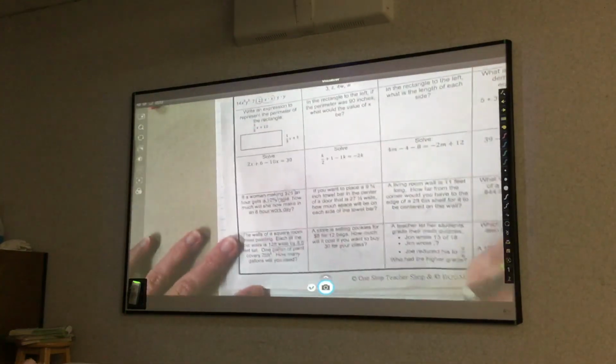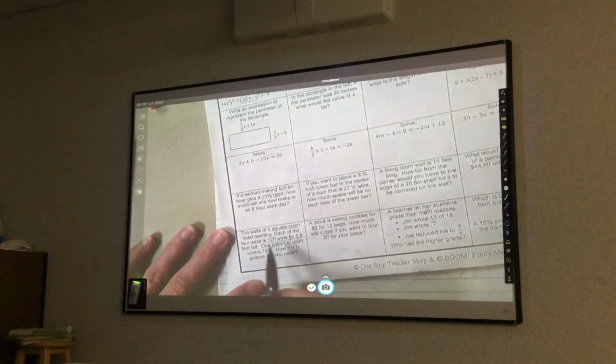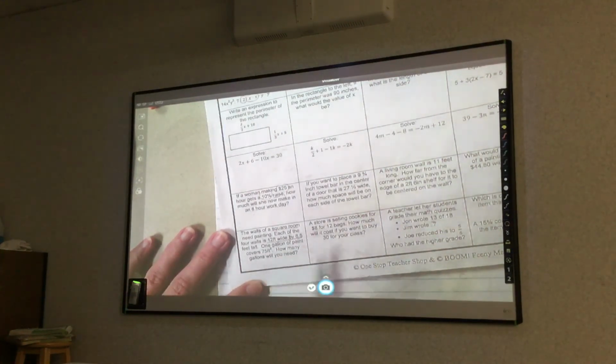All right, number 8, our last and final one for the day. Yay. The walls of a square room need painting. Each of the 4 walls is 12 feet wide by 8.5 feet tall. 1 gallon of paint covers 75 feet squared. How many gallons will you need?